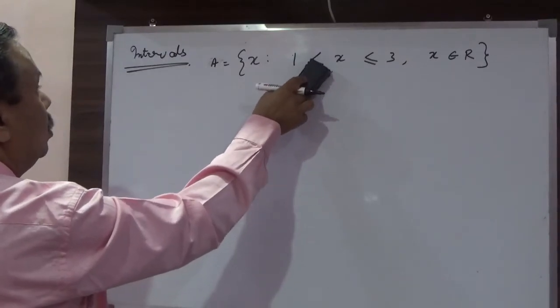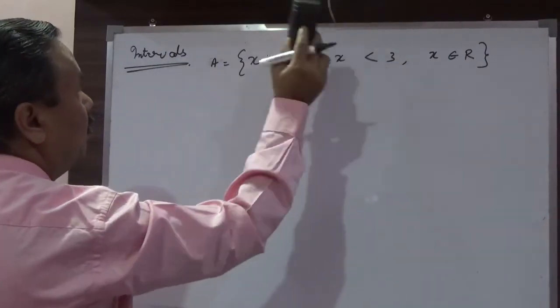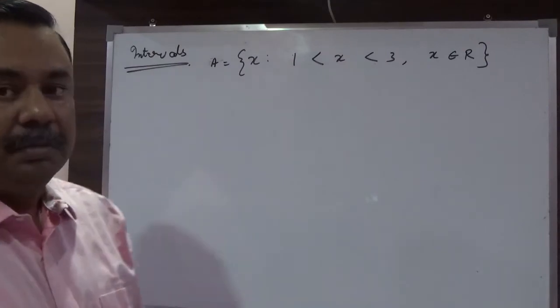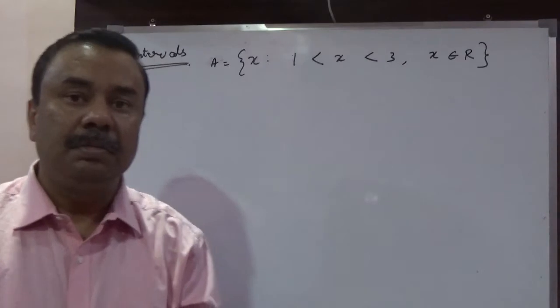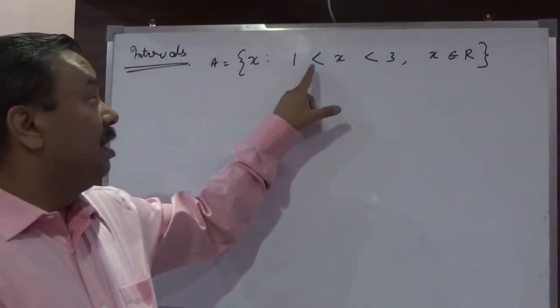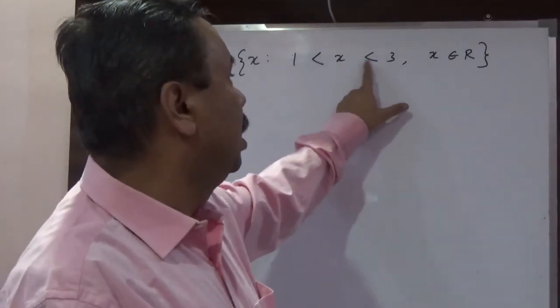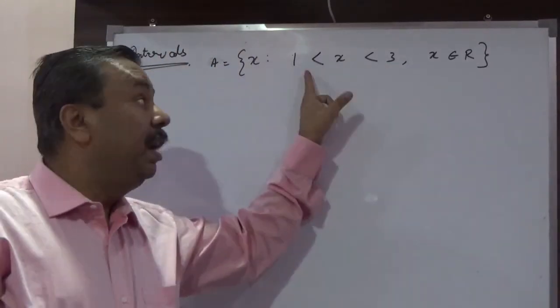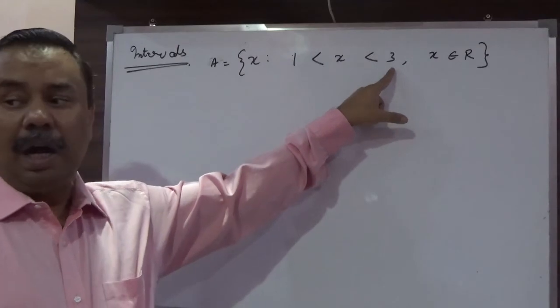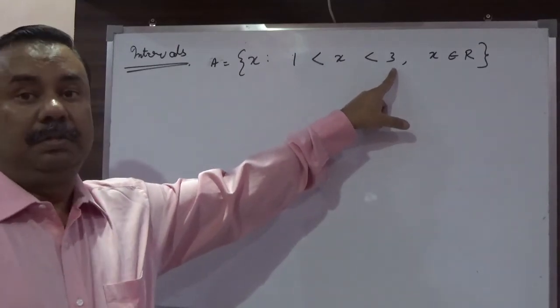But suppose I change it a little bit. I just remove this. Now it says 1 is less than X and 3 is greater than X. So X is lying between 1 and 3, but 1 and 3 are not included.